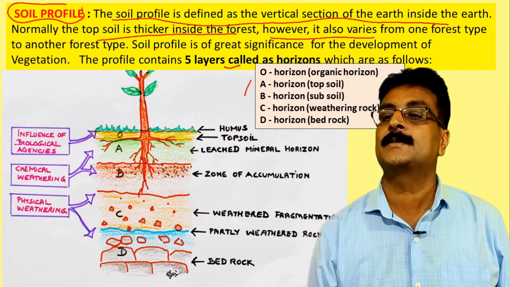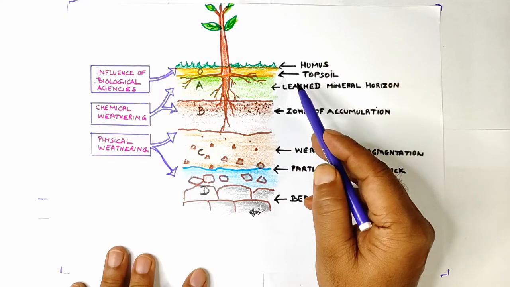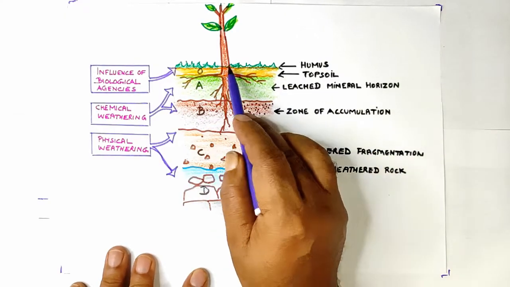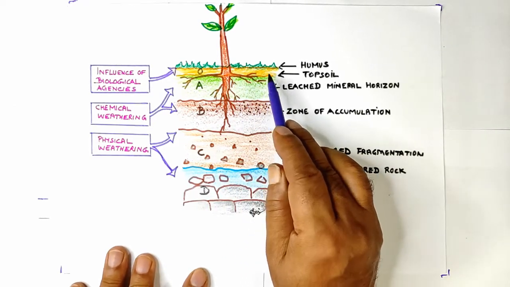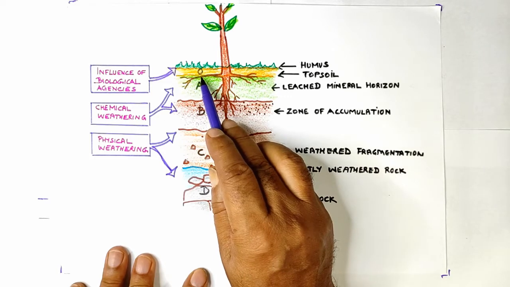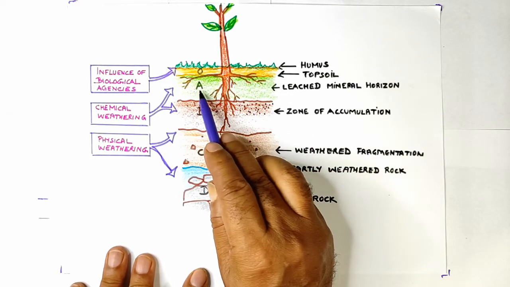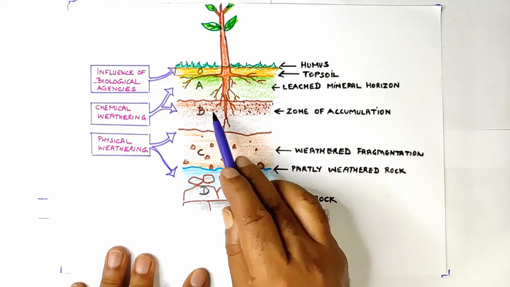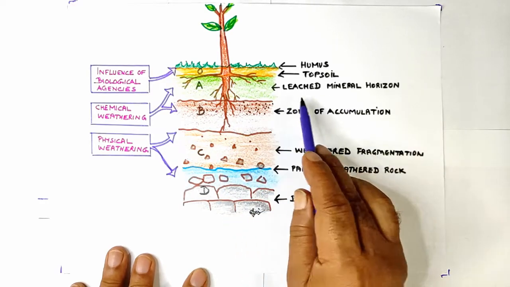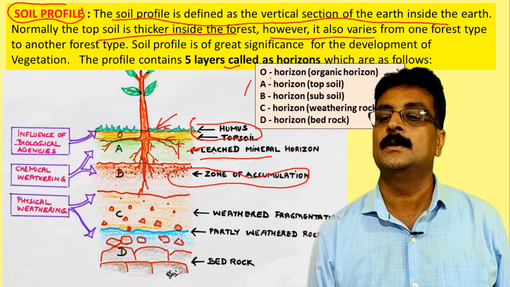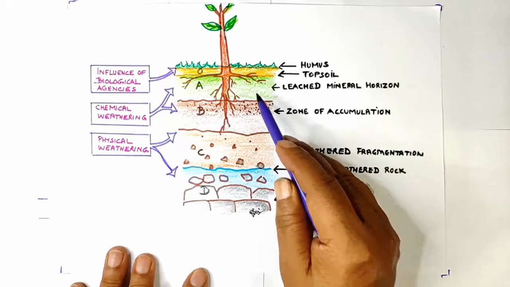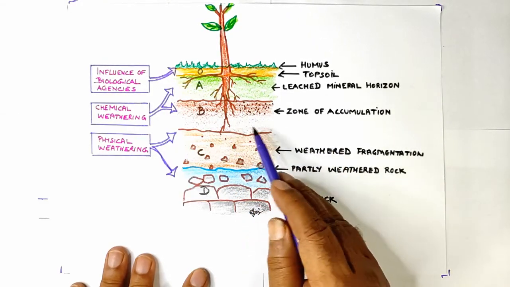It has 5 layers. One is called the O horizon, the top organic layer. Then we have the A horizon, top soil. Then we have the B horizon, the leached mineral one: this is the zone of leaching, and here is the zone of accumulation. Then this is bedrock on the lower one.